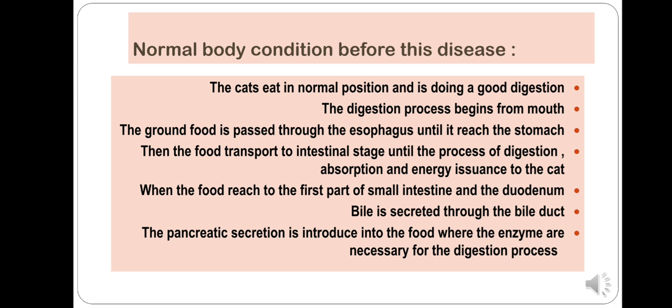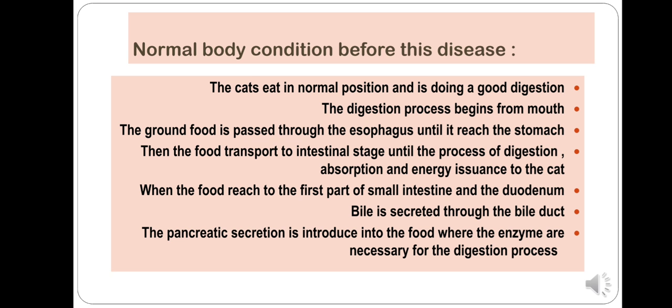Now, the normal body condition before this disease. In the normal state, without this disease, the cat eats normally and digests all foodstuff well inside her body. The digestion process begins from the mouth, as she has good teeth to tear and grind food in preparation for its digestion, and with the help of the salivary glands in the mouth, the ground food is then transported through the esophagus until it reaches the stomach, where it takes up about 8 hours depending on the components of the food. Then the food is transported to the intestinal stage for digestion, absorption and energy use by the cat.